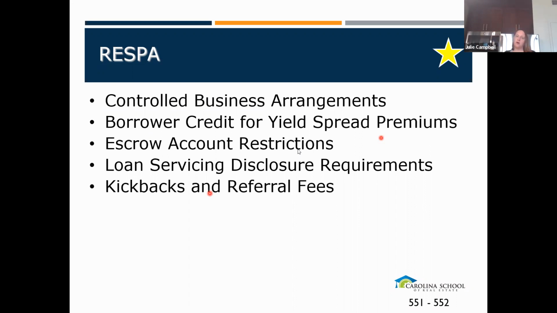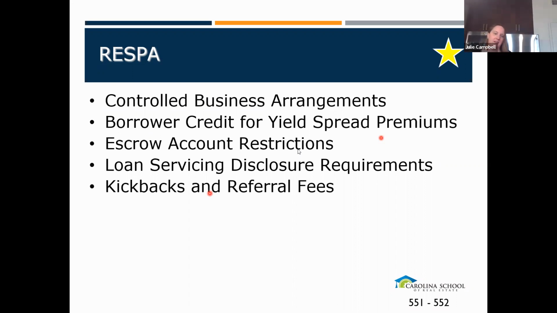RESPA requires a borrower credit for yield spread premium. If there's a mortgage broker involved, a mortgage broker is meant to connect the lender and the borrower. So it's kind of a third party that's working together to bring the two together. And if there's a mortgage broker involved, they may expect to get paid. In the past, one way they got paid was by increasing the lender's yield. Remember, a higher yield makes for a more sellable loan.